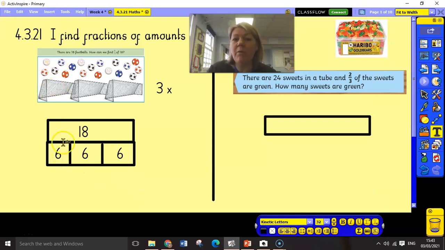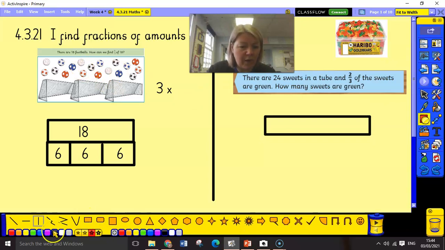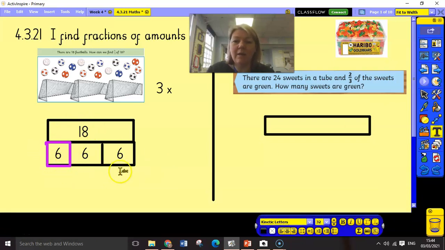Equally, you could have moved each football. That works as well. The problem with that is when we get onto bigger numbers, that's really tricky to do, like we found out yesterday. So we only wanted 1/3, didn't we? So to know what 1/3 is, we just need one part. And 1/3 of 18 is 6. So 1/3 of 18 is equal to 6.